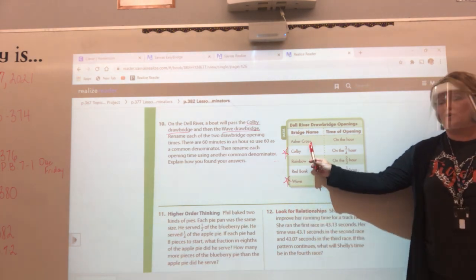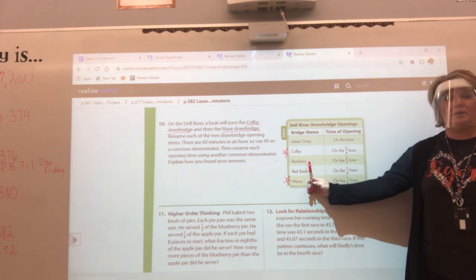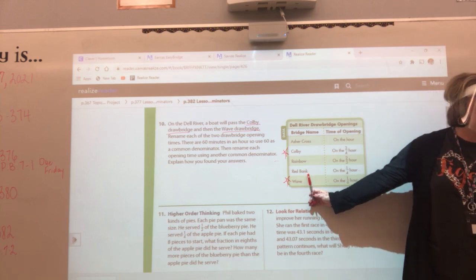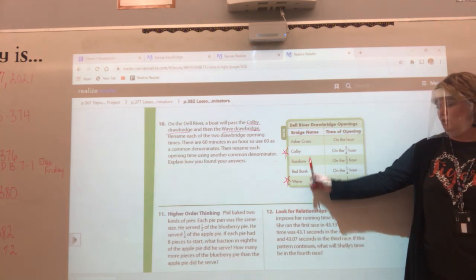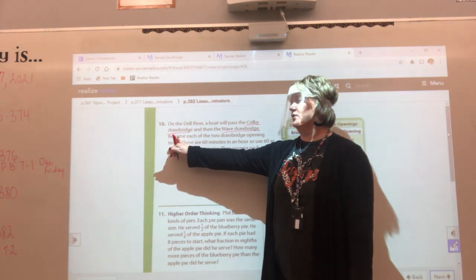What do we know about Asher Cross? Too much information. What do we know about Rainbow? Too much information. What do we know about Red Bank? Too much information. I only need Colby and Wave. Get your pencil and rename. That's as far as we made it so far.